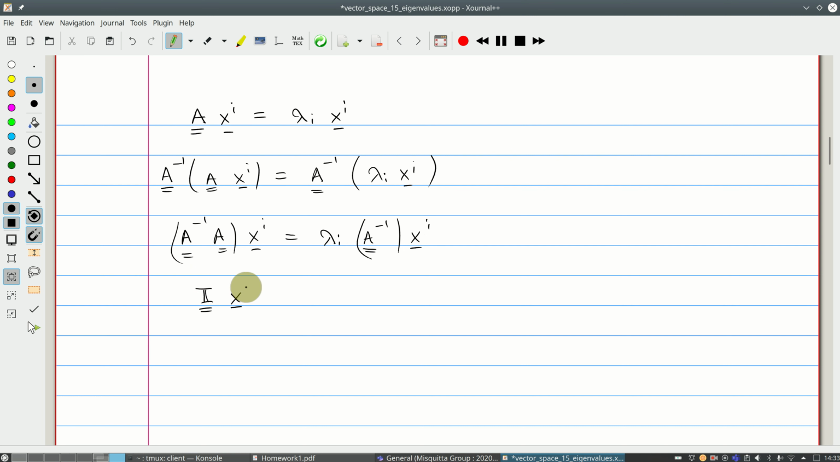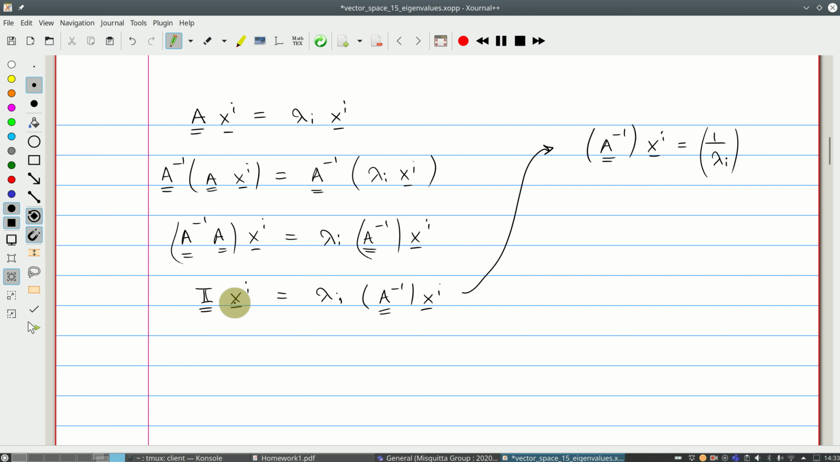Right, A inverse A is simply the identity matrix, so this would give us I times xi is equal to lambda i times the A inverse matrix times xi. And now I'm going to write the right hand side on the left hand side, just switch the sides and pull this lambda i to the other side. Therefore A inverse matrix xi is equal to 1 over lambda i times, now the identity times xi is simply xi, so we'll have an xi here.